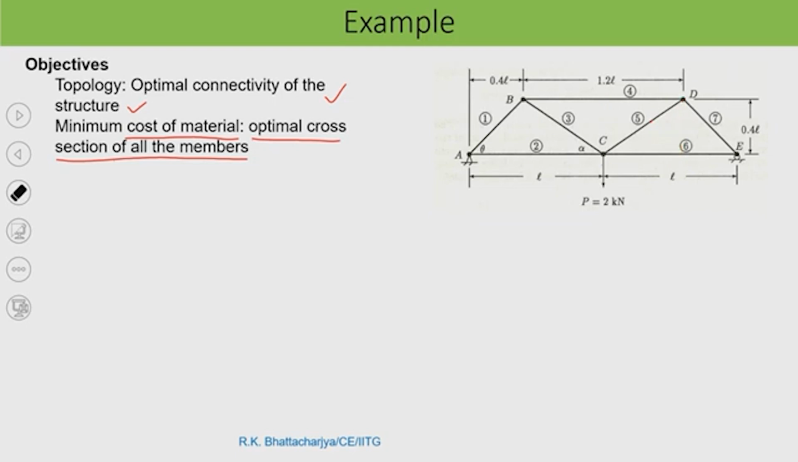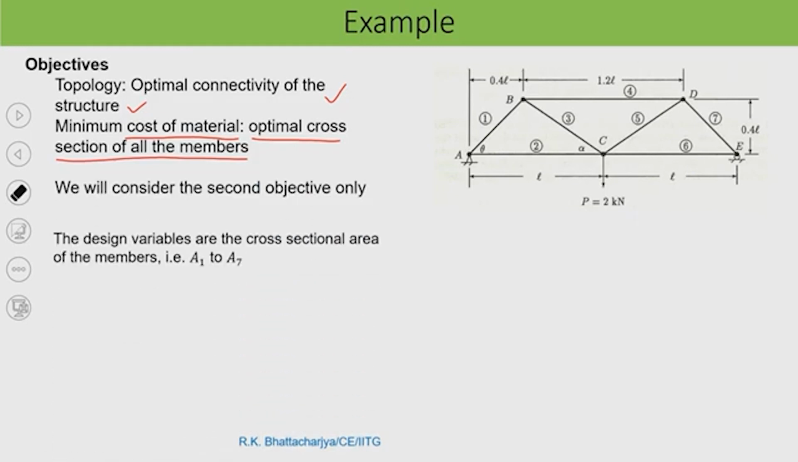Okay. Now, in the second objective, what you have to do? We have to find out the optimal cross section of all the members, so that the material cost is minimum. So, here the objective is the minimization of the material cost. So, we will consider the second objective here.